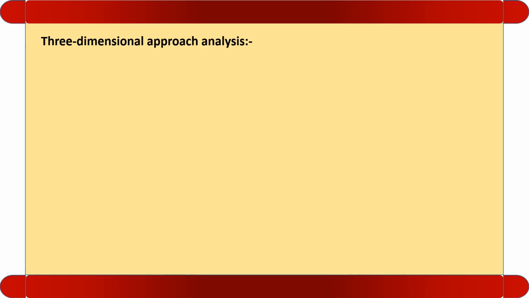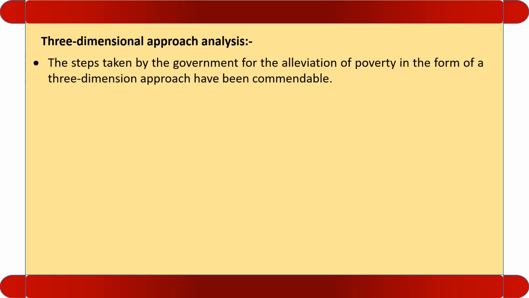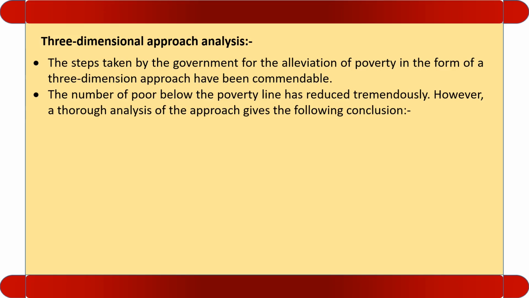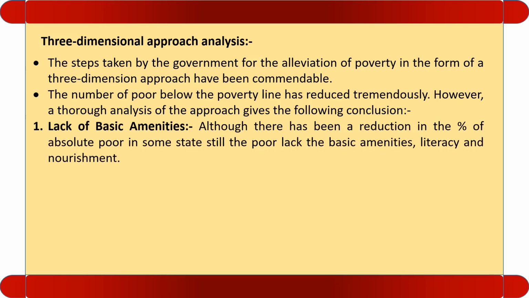Let us see the three-dimensional approach analysis. The steps taken by the government for the alleviation of poverty in the form of the three-dimensional approach have no doubt been commendable. The number of poor people below the poverty line has no doubt reduced. However, a thorough analysis of the approach gives the following conclusions. Number 1, lack of basic amenities. Although there has been a reduction in the percentage of the absolute poor in some states, still the poor lack basic amenities, literacy and nourishment.